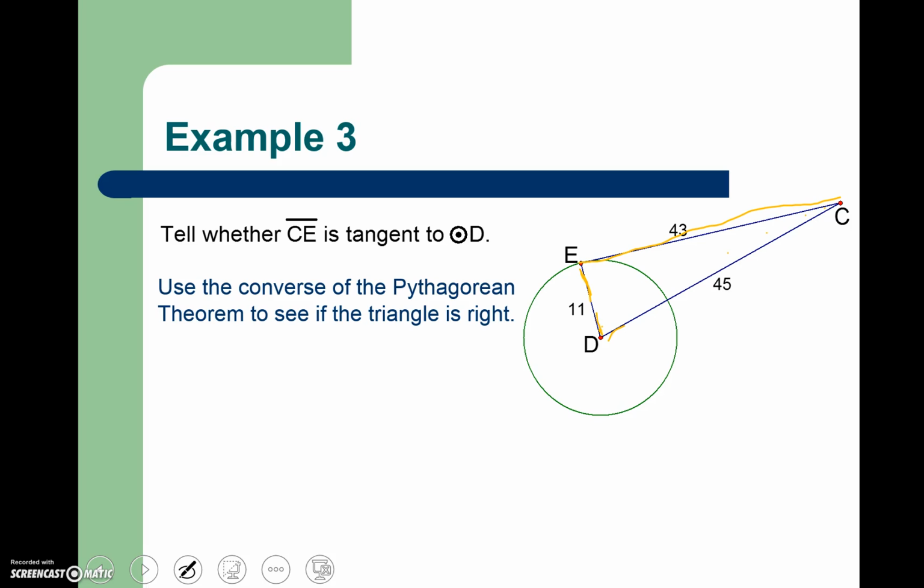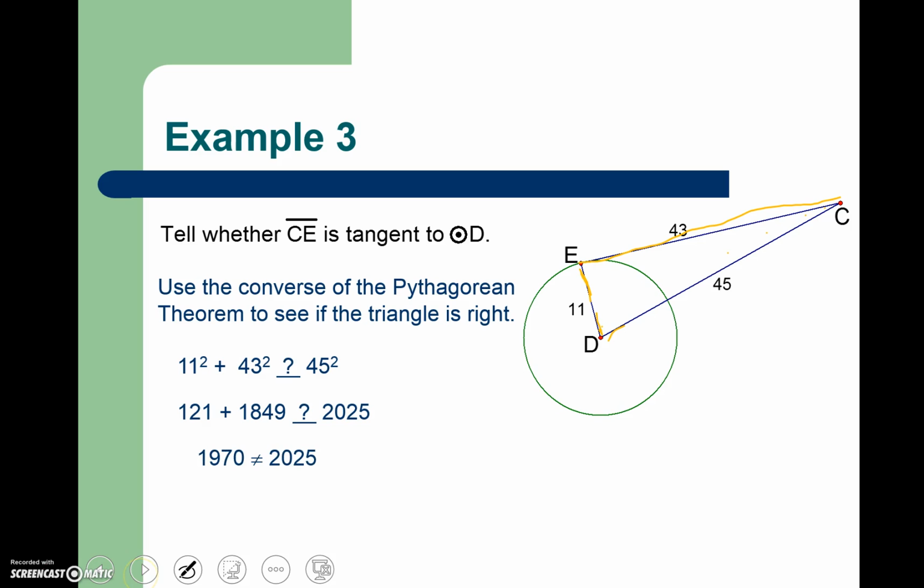Remember, the converse is what determines whether we have an acute, an obtuse, or a right triangle. So the smallest lengths are going to go in for A and B. The biggest length is going to go in for C. So we have 11 squared plus 43 squared, and we're going to relate it to 45 squared.